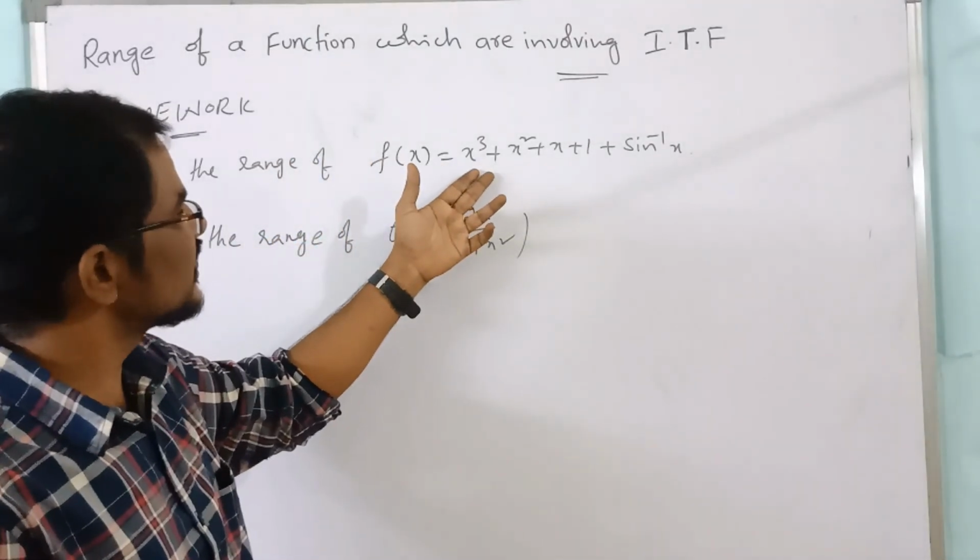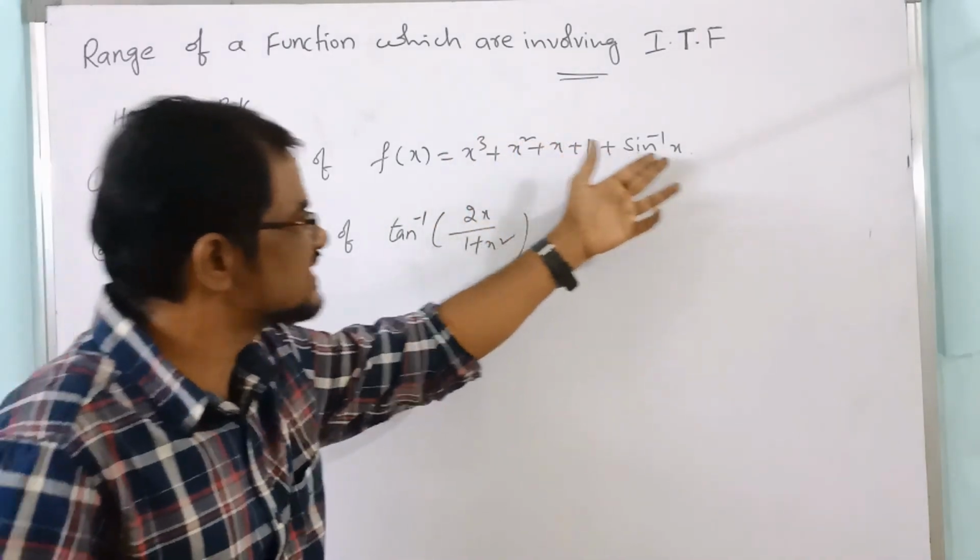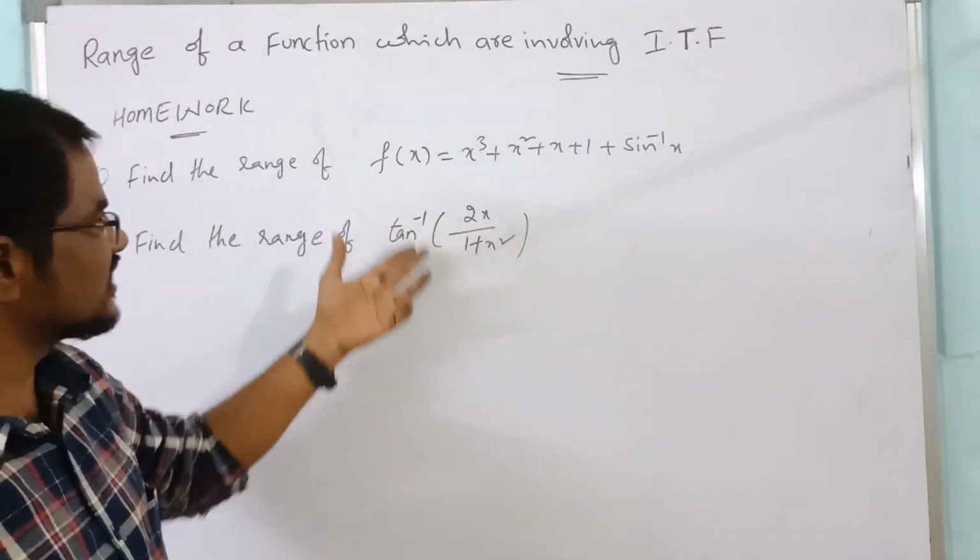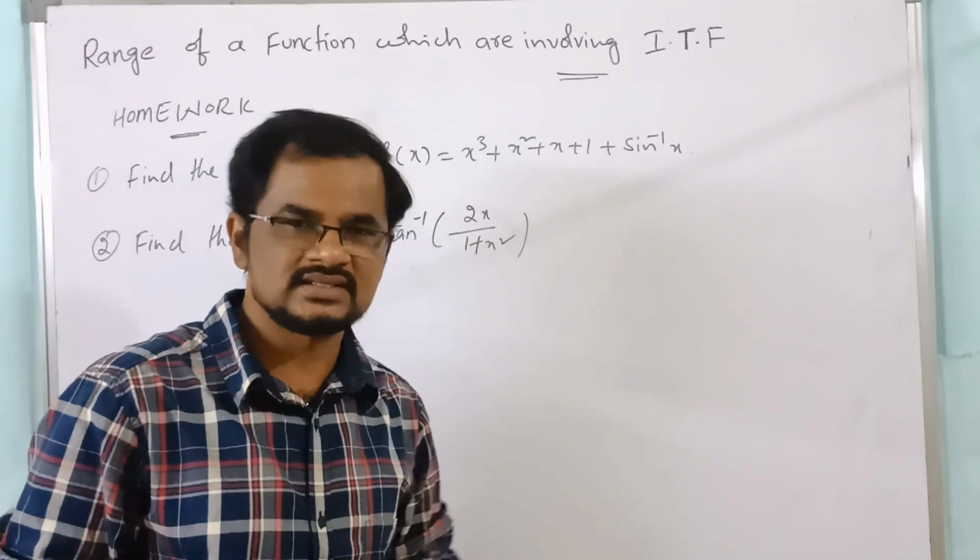Take these two problems as homework. f of x equal to x cube plus x square plus x plus 1 plus tan inverse x, and the second one is tan inverse of 2x by 1 plus x square.